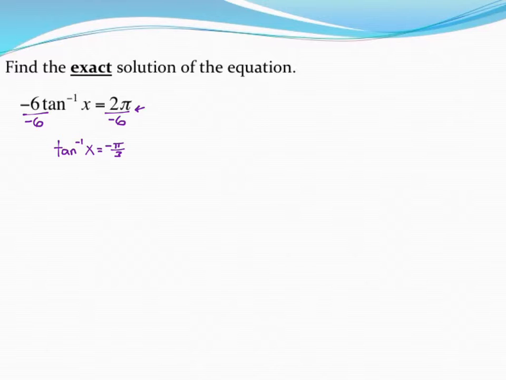To get rid of an inverse tangent, I'm going to do a regular tangent of both sides. So I'll do tangent here, those will cancel out, and then I need to do the tangent of negative pi over 3 as well. So I'm left with this equation to solve. x is equal to the regular tangent of negative pi over 3. Well, negative pi over 3 is not one of the special angles. It's not in our chart.